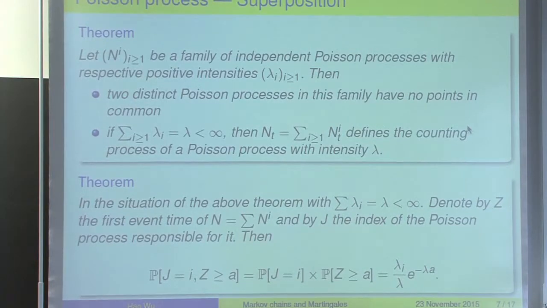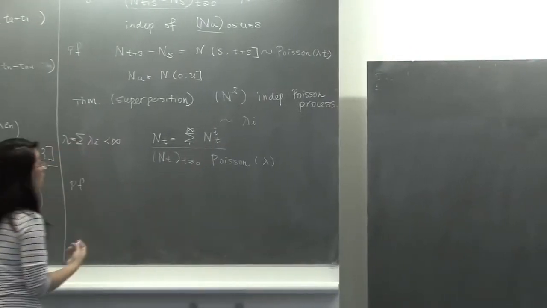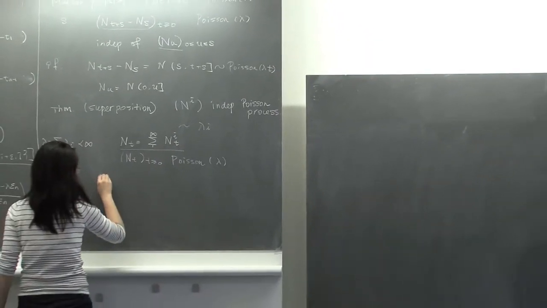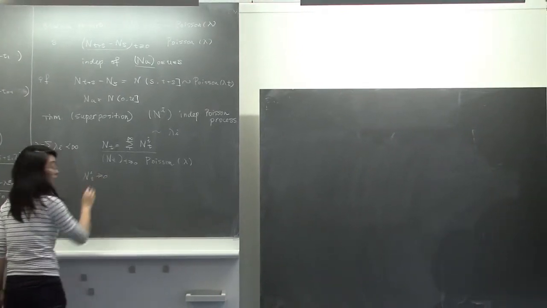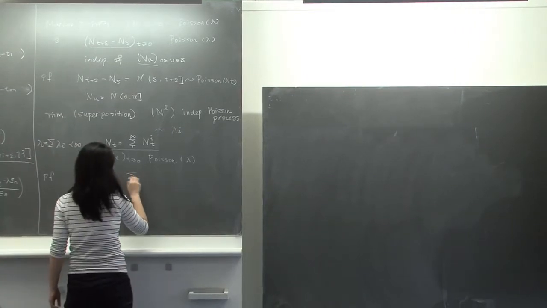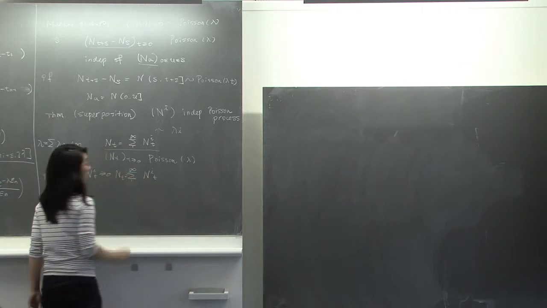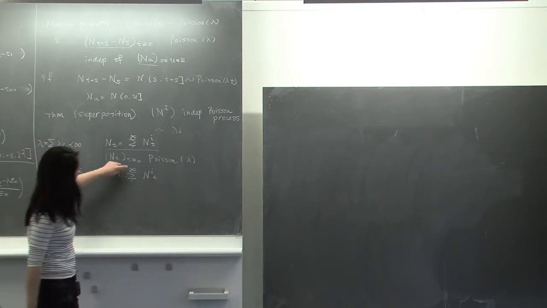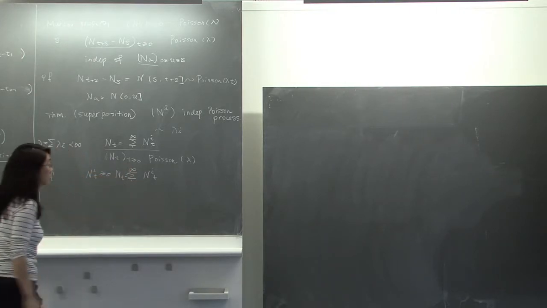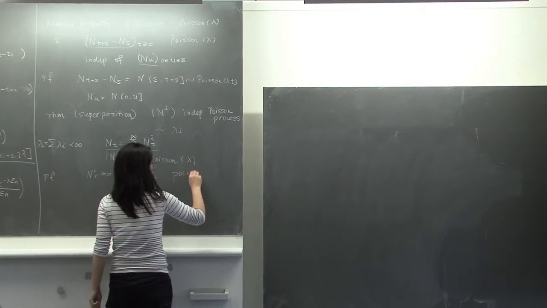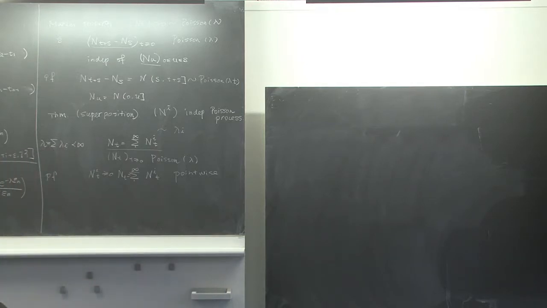Okay, so why is this true? First of all, this process is well defined because we know that for each i and t, N_i(t) is a non-negative integer. So we can define this random variable pointwise. Because the summation on the right-hand side, if we stop at n, is an increasing sequence in n, we can define this limit pointwise. So N_t is well defined, almost surely.